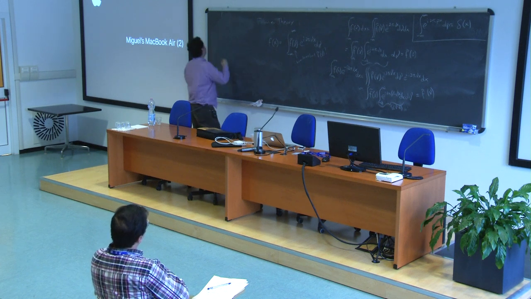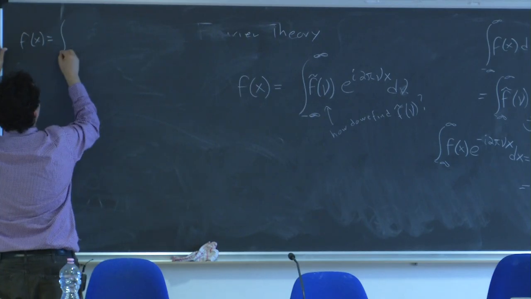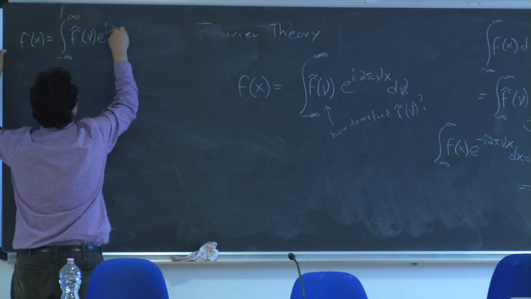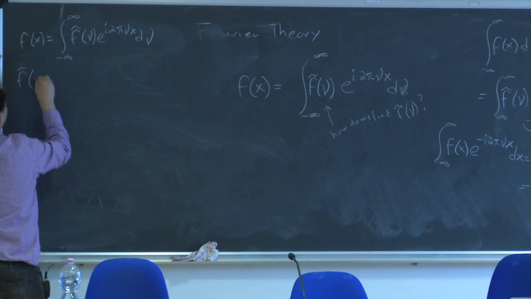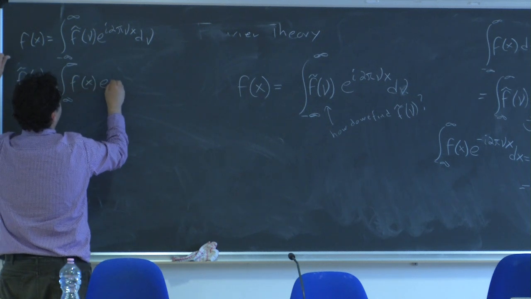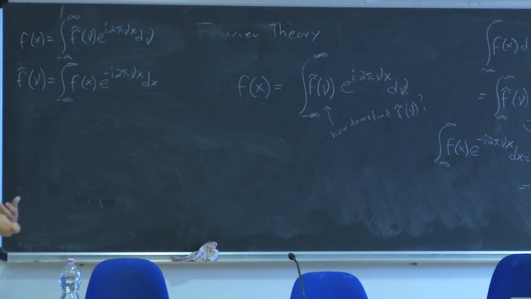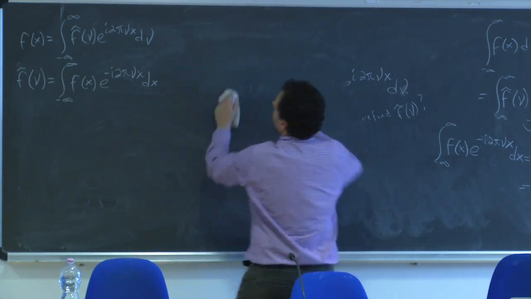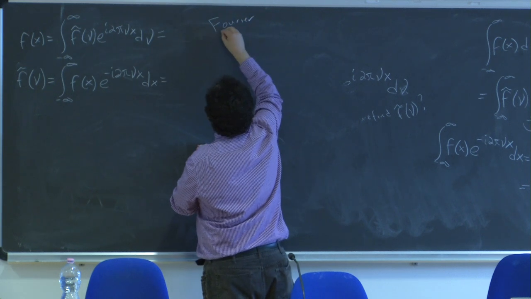So, to summarize, f of x, the Fourier theorem tells me that this is the integral from minus infinity to infinity of f tilde of nu e to the i 2 pi nu x d nu, and these coefficients are given by an integral that looks just the same, but instead we put a minus sign here and I integrate over x. And this is called Fourier synthesis.